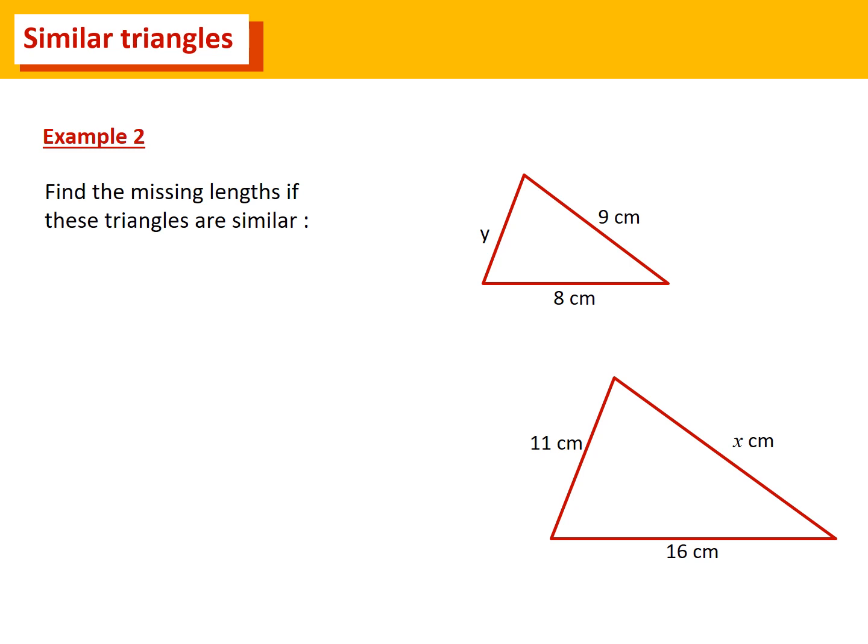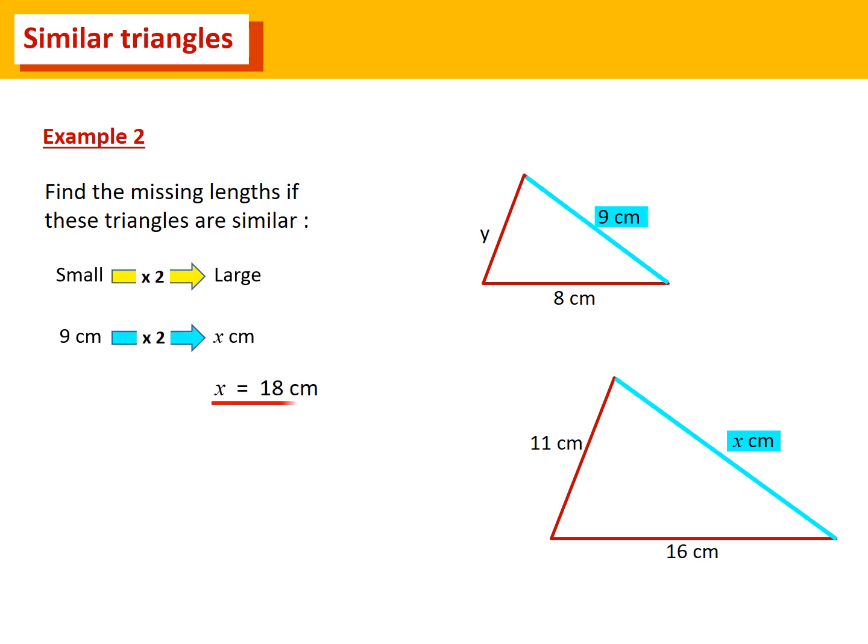In example 2, very similar. We're going from the small to the large triangle in order to find x first. So from 8 centimeters to 16 centimeters, that's a scale factor of 2. In order to find the length x, we're going to use its corresponding length on the small triangle, which is 9 centimeters. We're timesing that by 2, and that gives us 18 centimeters.